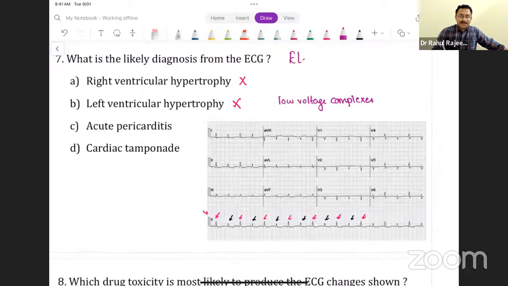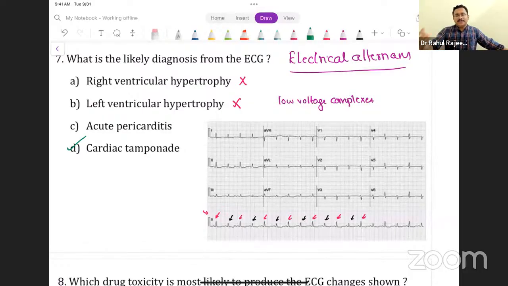This pattern is referred to as electrical alternans. And electrical alternans is an ECG finding in which condition? It is cardiac tamponade. Okay, acute pericarditis, we know that this is not what you get. You will get ST segment elevation, which is a concave ST segment elevation. You can get a PR segment depression. And in other stages, you may get T inversions. But again, that is not what you're seeing here. This is electrical alternans, cardiac tamponade.